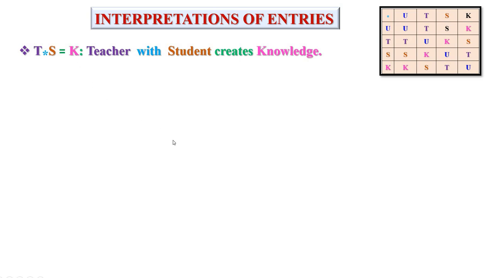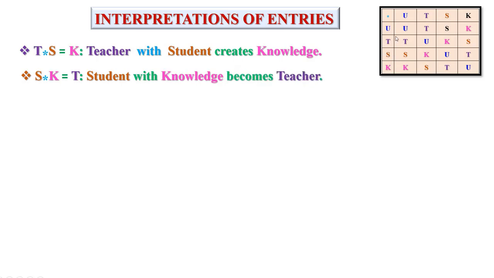And when you have S star K, it is T. So a student with knowledge becomes a teacher. It doesn't mean that he needs to be in the teaching profession, but once he has knowledge, he can explain things well as a teacher.